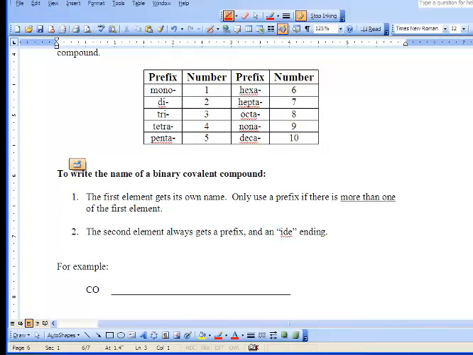Now, binary means two. The first element always gets its own name. So here's the rules. The first element gets its own name. We only use the prefix if there's more than one of the first element. And then the second element gets the prefix, so it could be mono, di, tri, tetra, penta, and so on, and we end it in "ide."